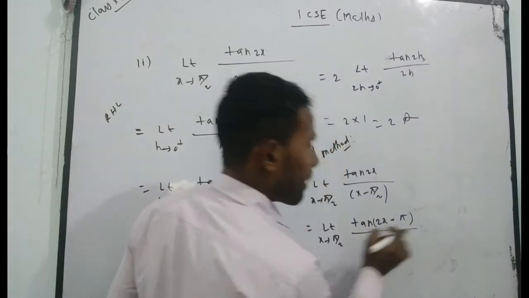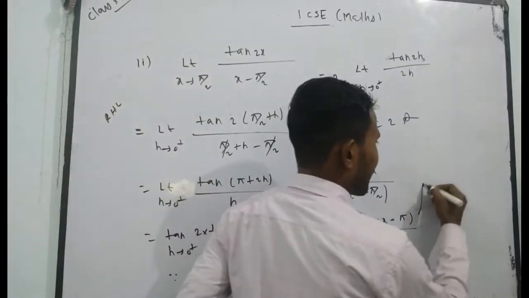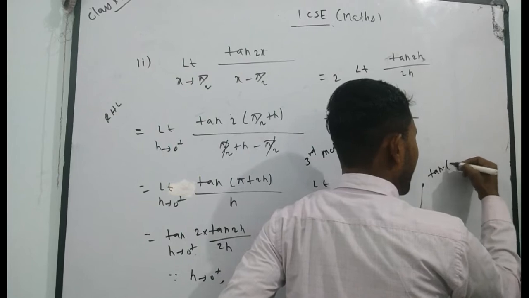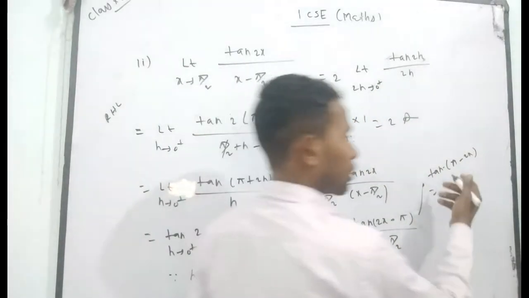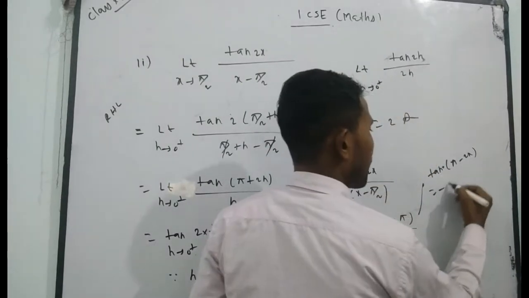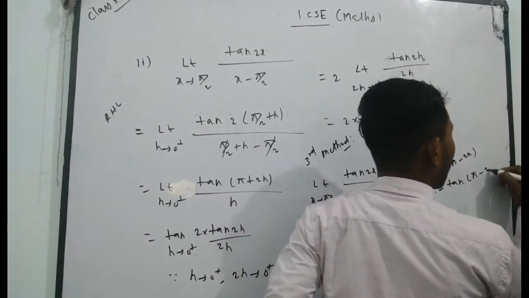Tan(2x minus pi), can you write it? Tan(minus(pi minus 2x)). What is the tan formula of tan(minus theta)? Tan(minus theta) is equal to minus tan theta because there is a minus. So it will be minus tan(pi minus 2x).